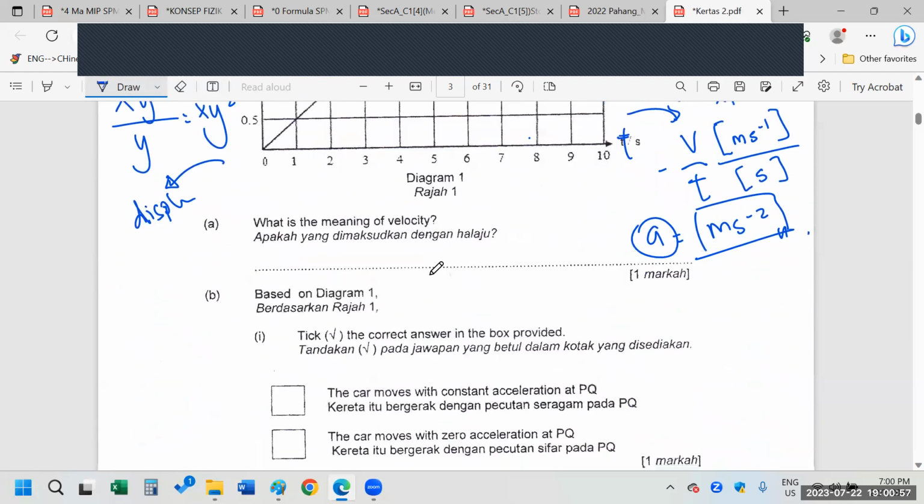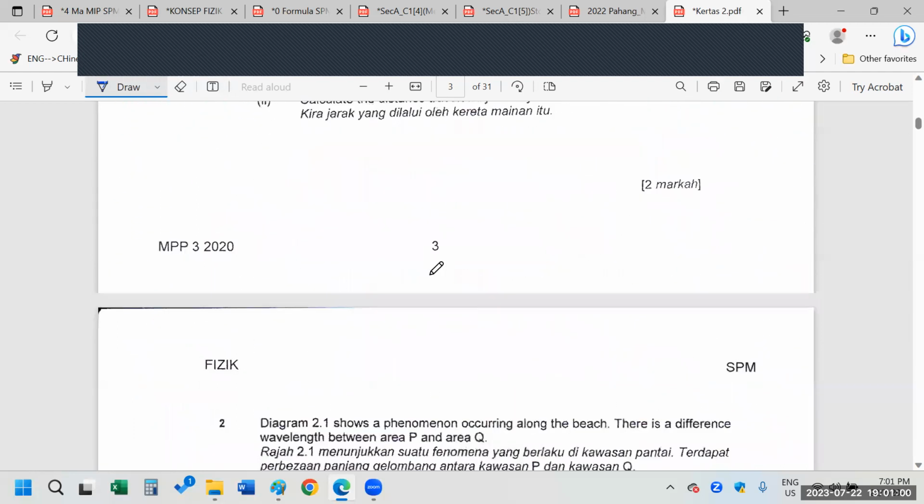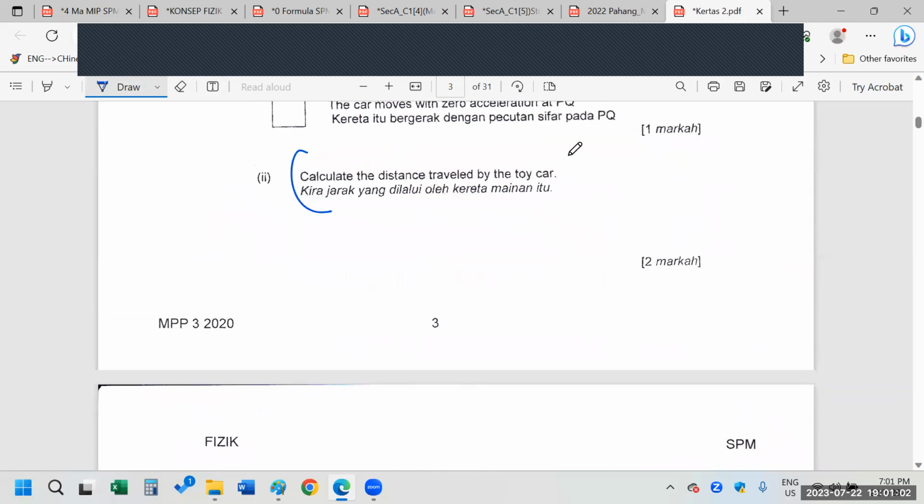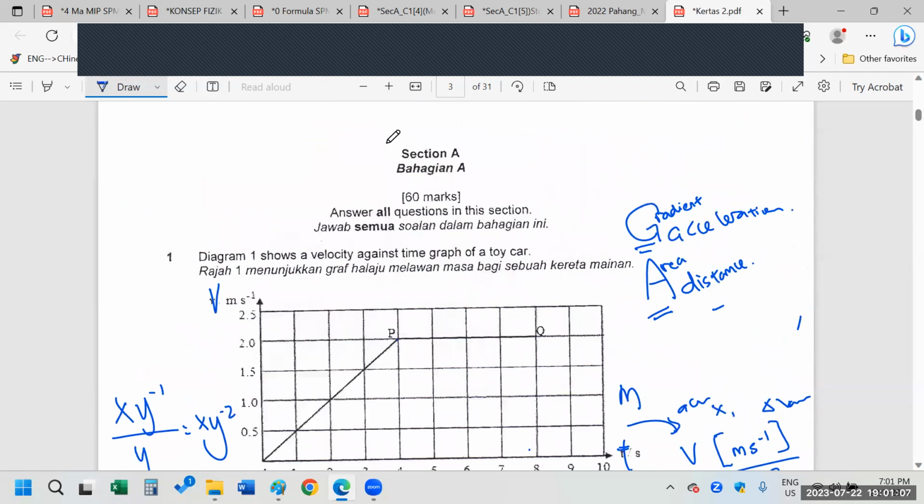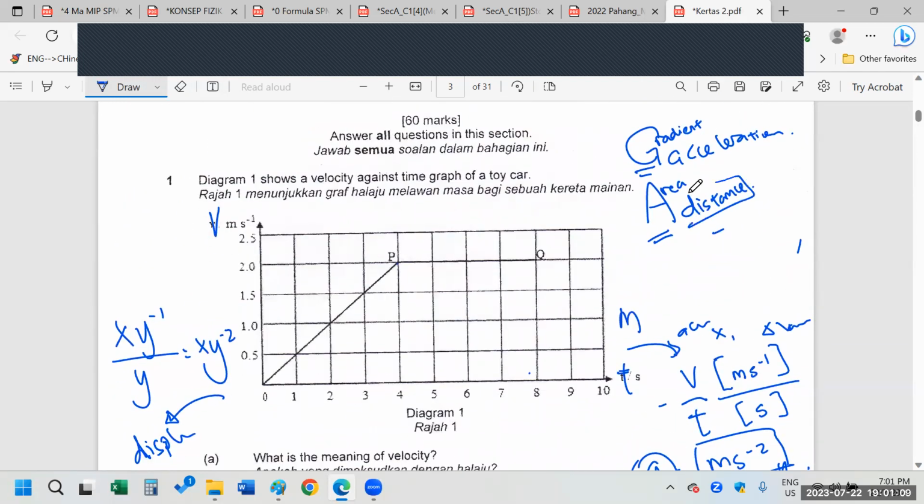For example, they want to find the distance traveled by the toy car. Distance. So if we want to find distance, we find the whole area, from here to here. Then if they want acceleration from 0 to 4 seconds, for acceleration we look at the gradient. We find the gradient here, 0.5.